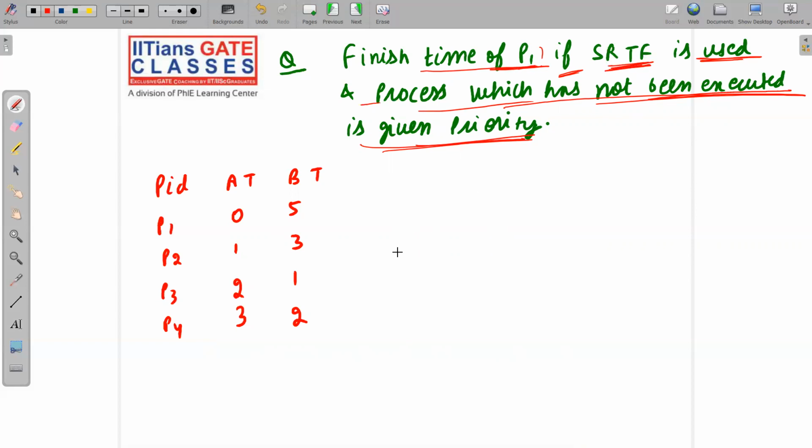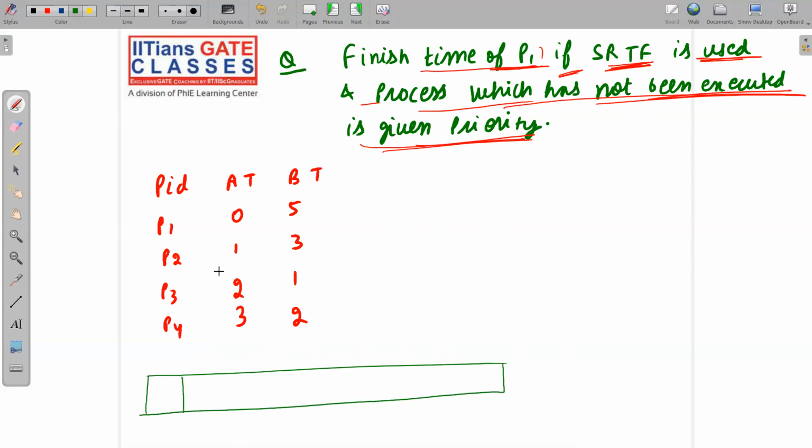Okay, so let me draw the Gantt chart. Once I draw the Gantt chart, everything will be crystal clear to everybody. Initially at time 0, there is only one choice, P1. I have no other choice, so I will execute P1 only. Till time 1, I will execute P1 and its remaining time will be 4.